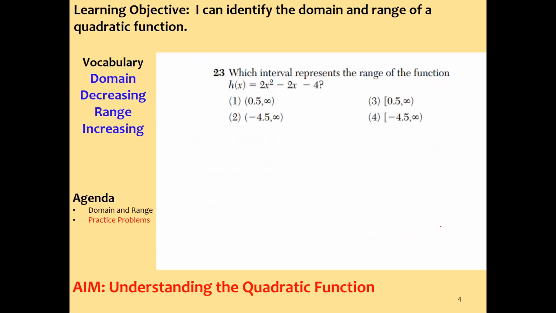All right. Now we're going to look at a regions question. Which interval represents the range of the function h of x equals 2x squared minus 2x minus 4? So what you're going to do is take this function and put it in your calculator. And when you do that, you're going to get negative 4.5 as the vertex. So let me show you.